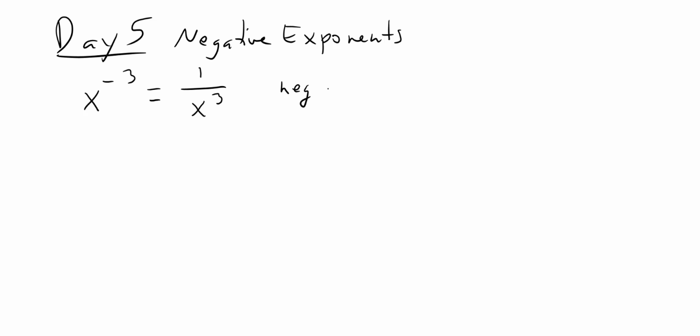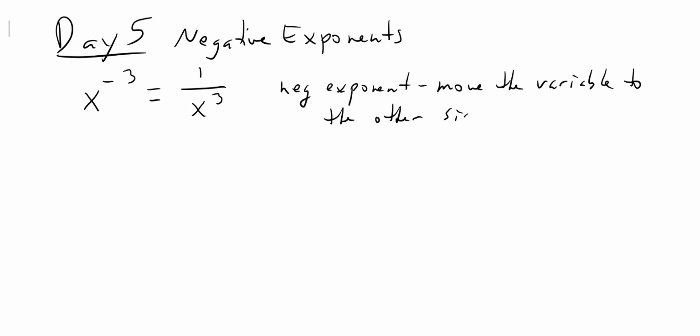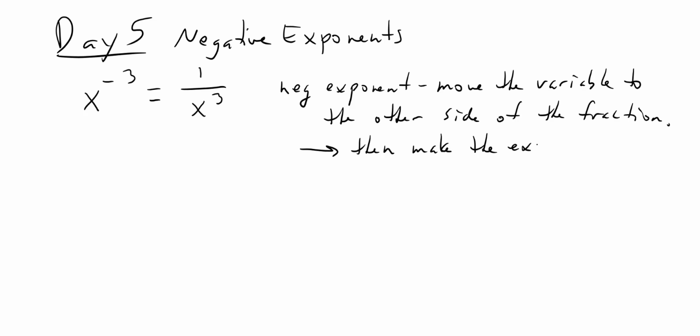With a negative exponent, you basically move the variable to the other side of the fraction. It's kind of the first thing you do. And then you make the exponent positive. So what I mean by that is, what we did is we literally did 1 over that x and then made it cubed, positive, right?